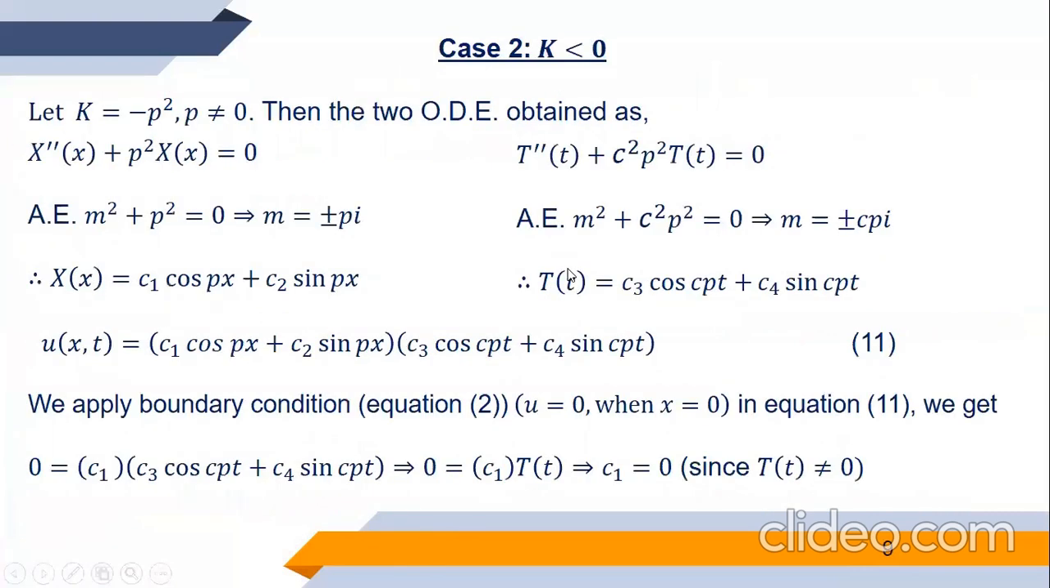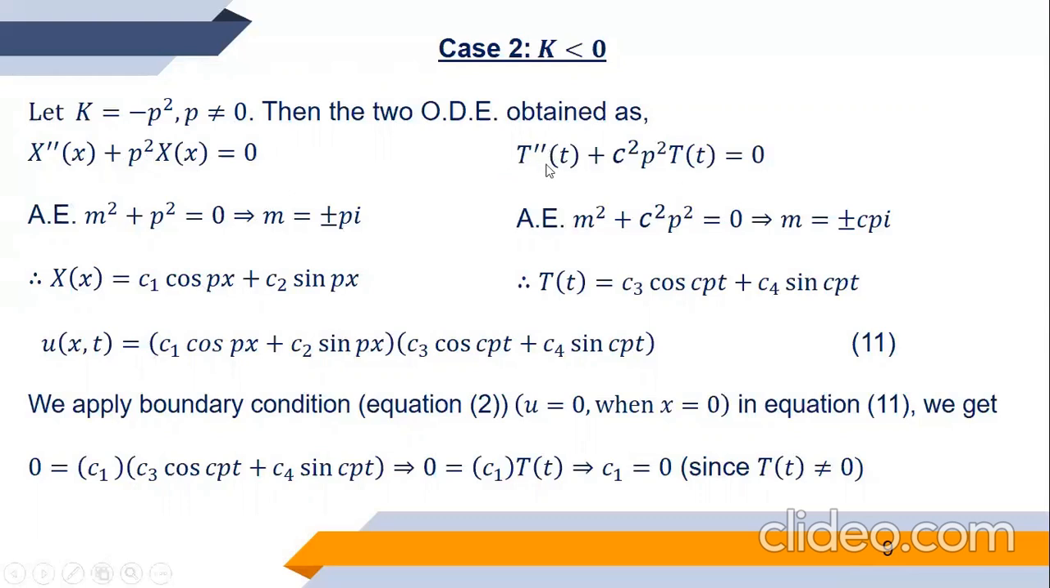Now next, case 2, we consider k less than 0. So k less than 0, we write k is equal to minus p square, where p not equal to 0. Then the given two ODEs are obtained as x double dash plus p square x is 0. Now this is a second order ODE, so the auxiliary equation is m square plus p square is 0. So m is equal to plus or minus pi, a complex root. So we write c1 cos px plus c2 sin px.